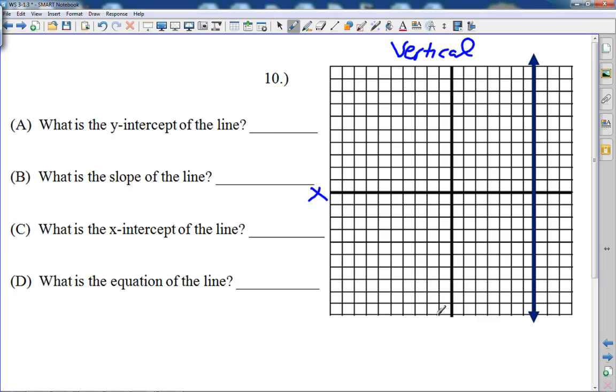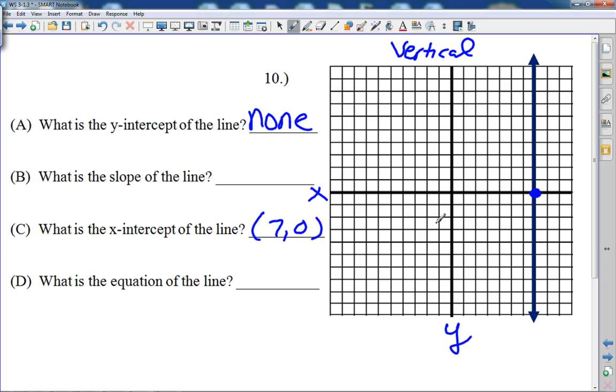Well, I've got x and I've got y. It says, what is the y-intercept of the line? Here's the y. Does this line touch it? No, it does not. There is none. The x-intercept of the line, right here, it crosses at this x. 1, 2, 3, 4, 5, 6, 7. So I'm over here at 7, 0.